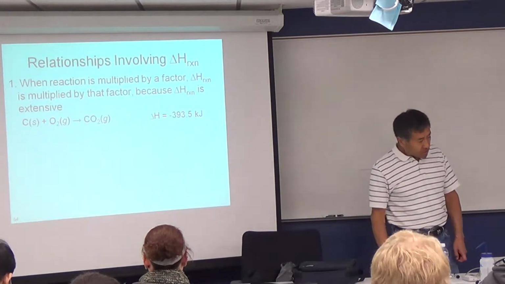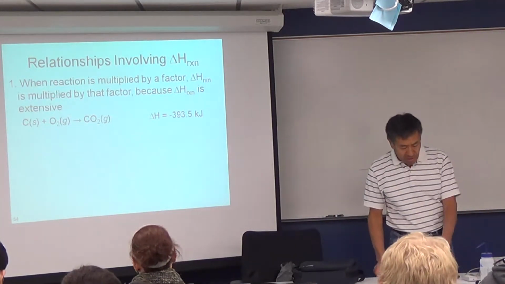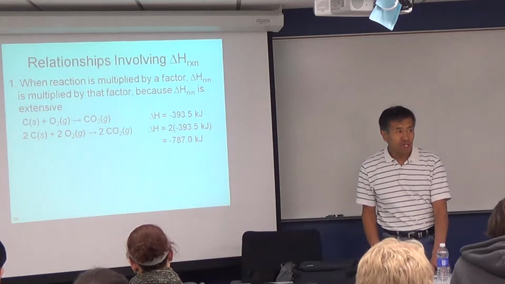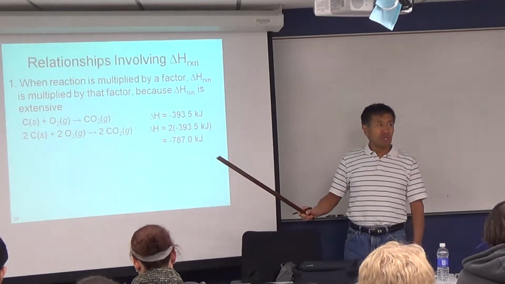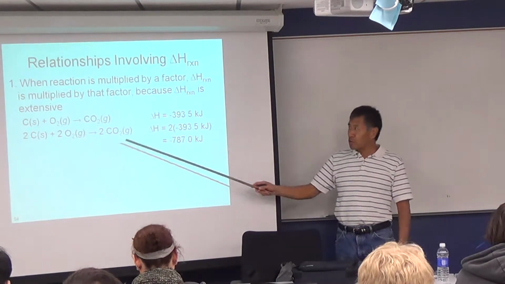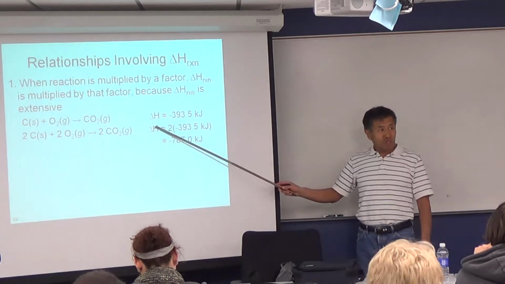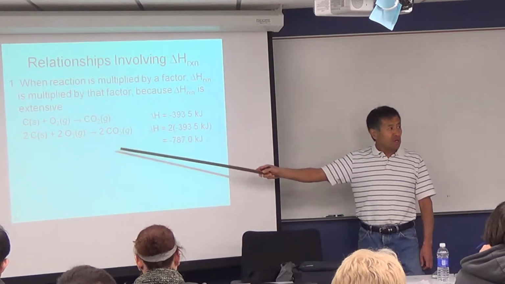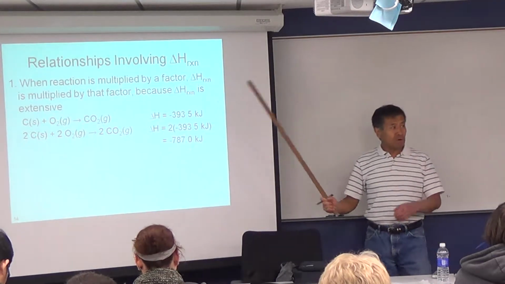And so one relation is if you have this chemical equation and you multiply the chemical equation by some number, in this example you multiply the first equation by 2, and you get this new equation. And this new equation will also have a delta H. This delta H equals the older delta H multiplied by the same number you multiply the equation by. You multiply the equation by 2, and then the delta H you also multiply by 2.